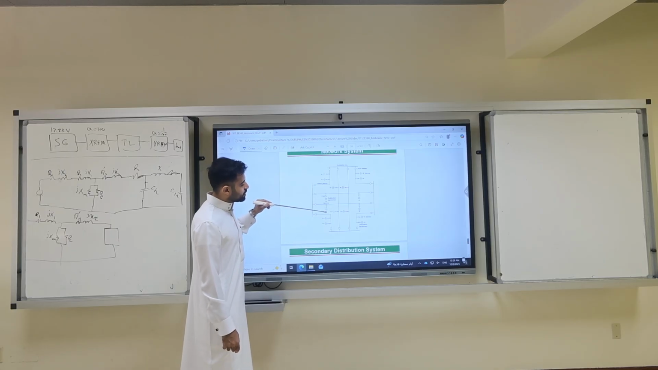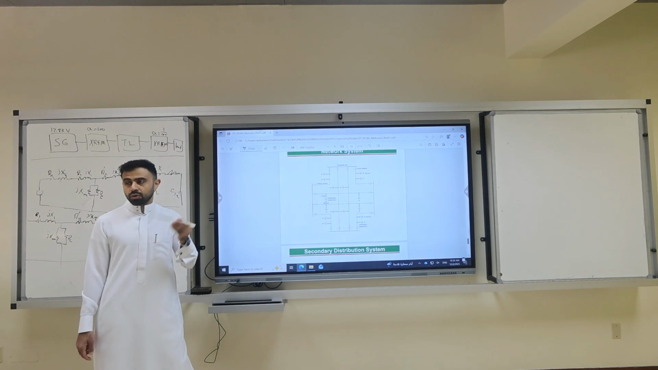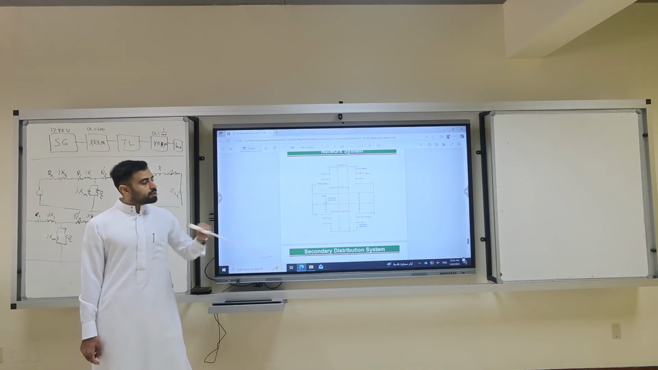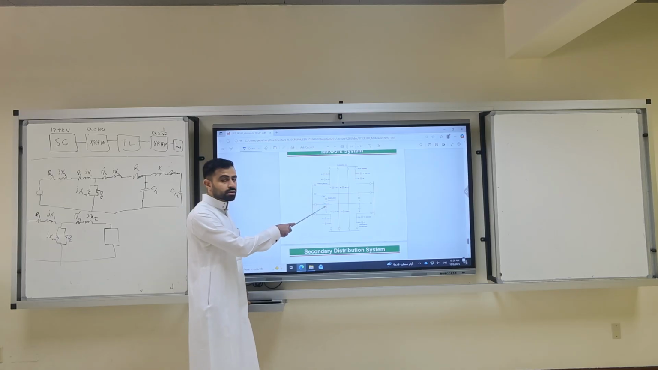Maybe if there is a fault in this load, this breaker will open. This fuse will burn. We said the fuse burns one time. That's it. Blow up and stay open. The breaker, it can close. So this breaker, they may put it above the ground. Okay?